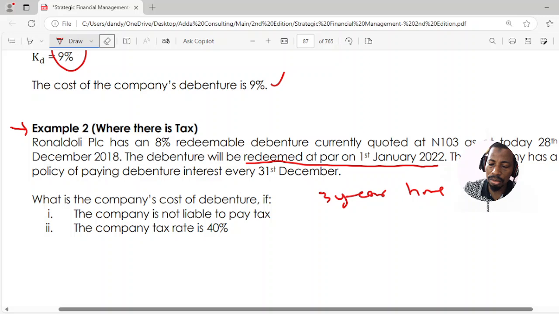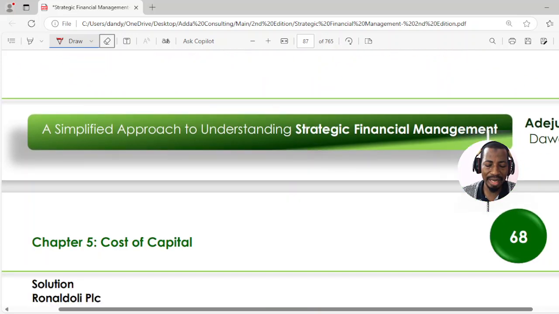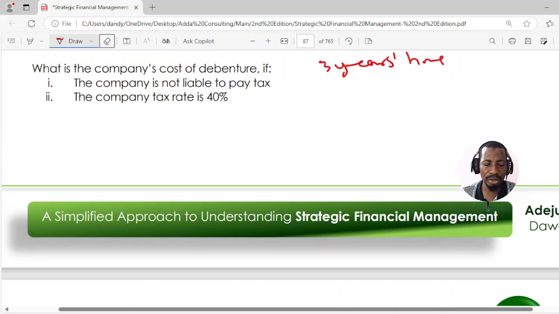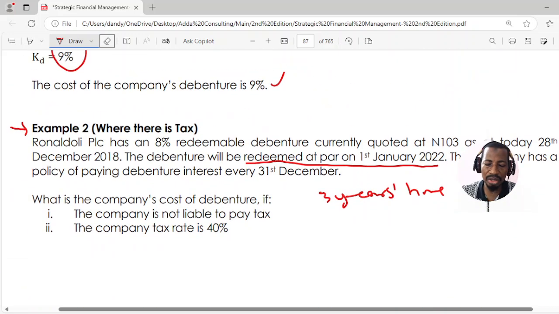Now, if that is the case, you have been told that the company is not liable to pay tax. So where the company is not liable to pay tax, all I need to do is to just go and calculate my NPV. So I will assume 10%. If I assume 10%, what is the current value of the debenture? We are told that the debenture is currently quoted at 103 naira. That's the current market value of the debenture.